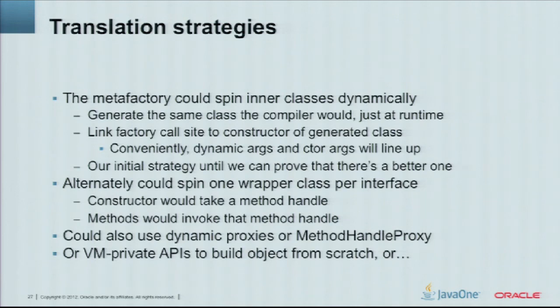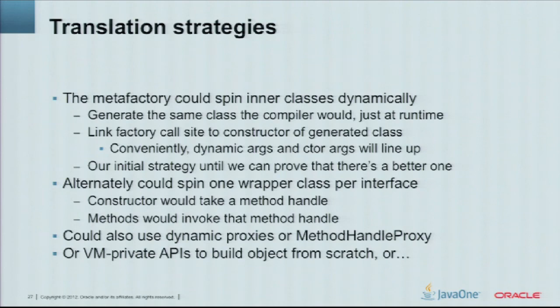We have this implemented. It actually works pretty well. There are other ways we could implement it that might be better that we're experimenting with. Another way we could do this is spin one wrapper class per functional interface type. So one wrapper class for runnable, one wrapper class for comparator, etc. And have the constructor of this synthetic class take a method handle. And we pass the behavior method handle to the constructor of this class, and it binds the behavior to those methods.